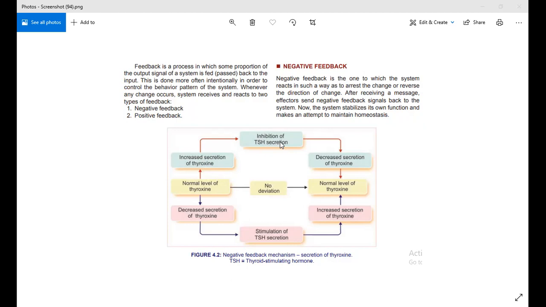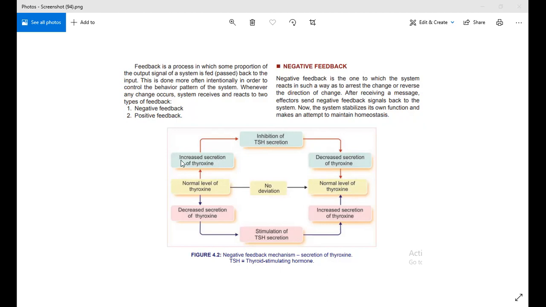It means that my pituitary gland will stop producing thyroid stimulating hormone. Okay. Now, once my pituitary gland stops the secretion of thyroid stimulating hormone, what will now happen? There will be a decreased secretion of thyroxine, because it is TSH that is supposed to increase thyroxine secretion. But now there is inhibition of TSH from the anterior pituitary gland. So that will lead to a decrease in the secretion of thyroxine so that the normal level of thyroxine will be achieved again. So what happened?